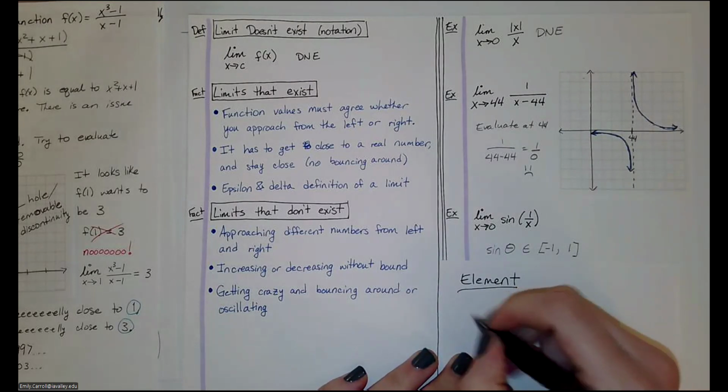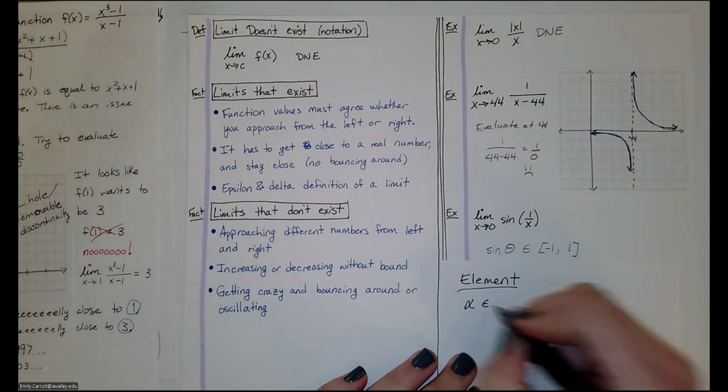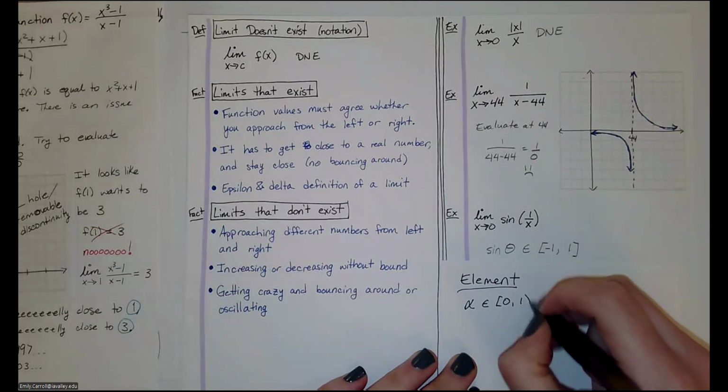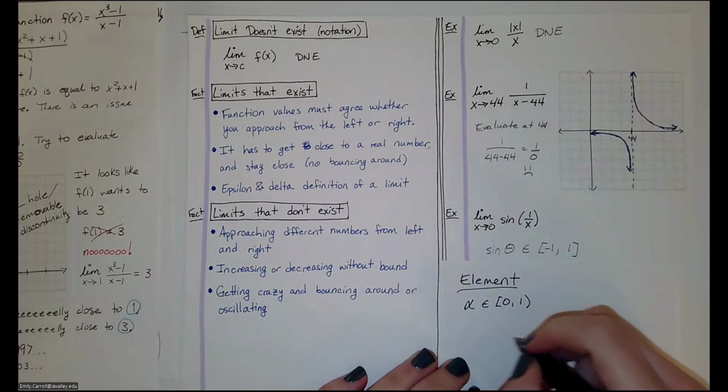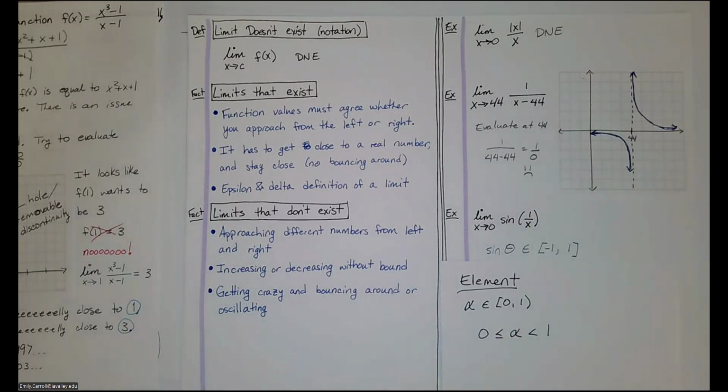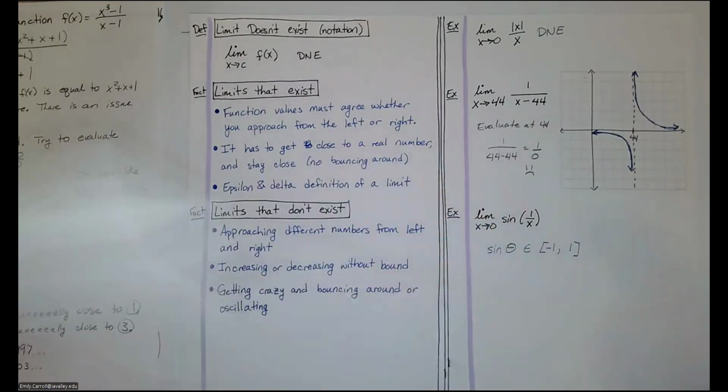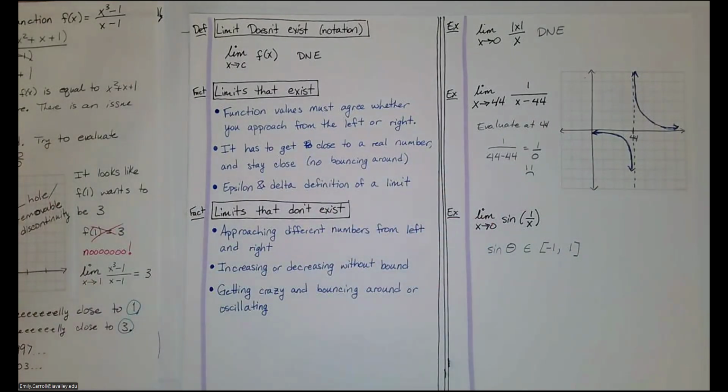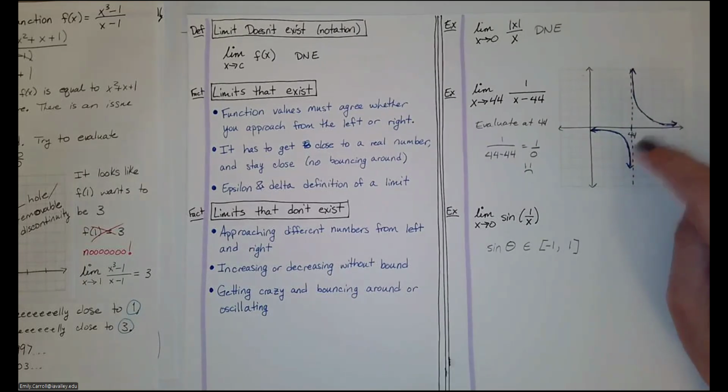If I were to say alpha is an element of 0 to 1, for example, that means the same thing as saying that alpha is between 0 and 1. So the element symbol says it's a number that is somewhere in the set that I'm referencing here. Okay, so whatever theta is, sine of some number is always between -1 and 1. So it feels like maybe this limit is possibly going to exist because it's got those bounds, right? It can't blow up. We know we're not going to get this kind of behavior.